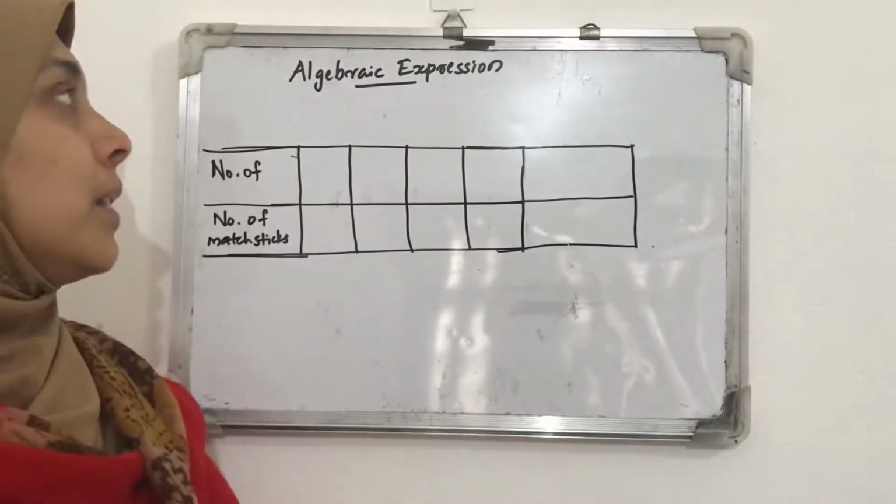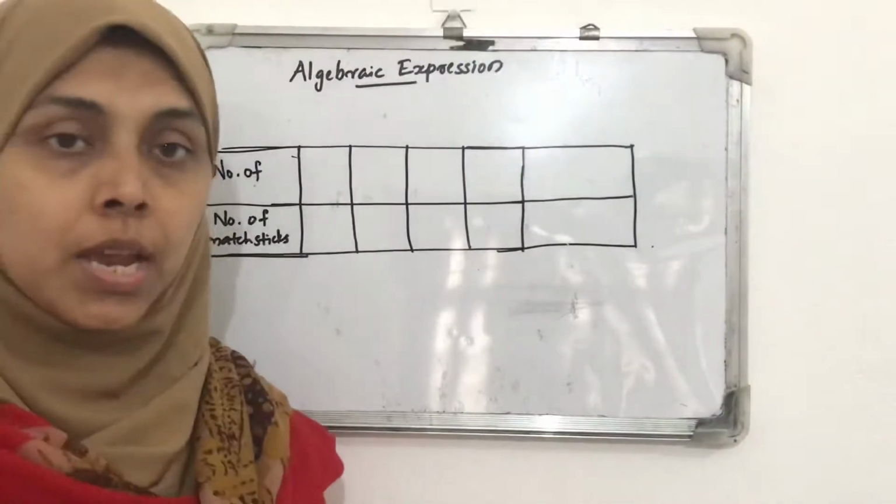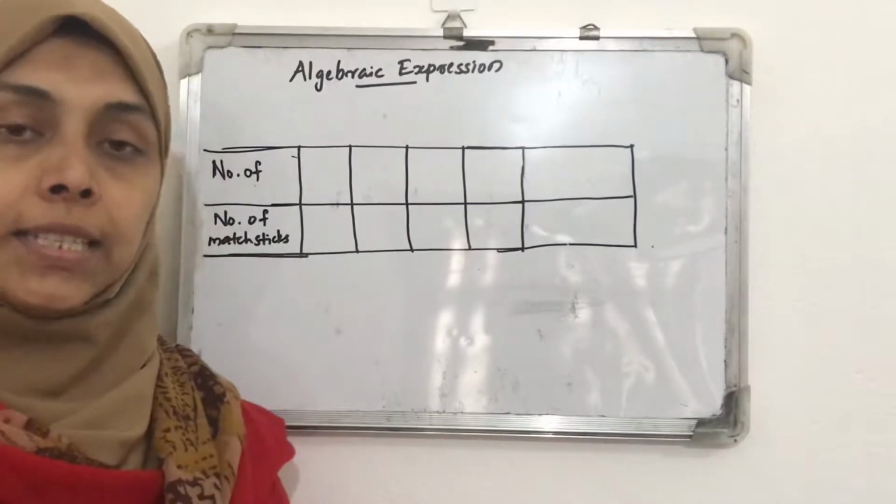Now today we can start the next chapter, the sixth chapter, algebraic expressions. Algebraic expressions we have already learned. It's basic, we already learned it in 6th standard.